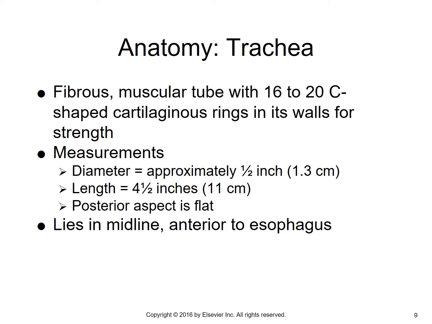It gives you some measurements here. It's not the widest of tubes, it's about a ½ inch in diameter. It's about 4.5 inches in length, and the posterior aspect is flat. So you've got these C-shaped cartilaginous rings in the front, and the back section or the posterior section is flat. It does lie in the midline, and it is anterior to the esophagus.